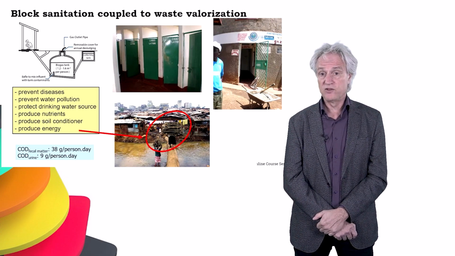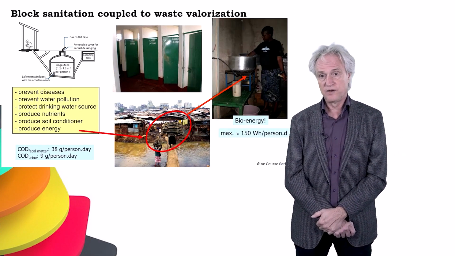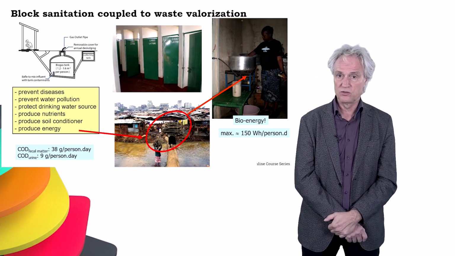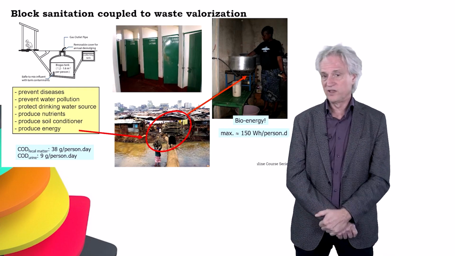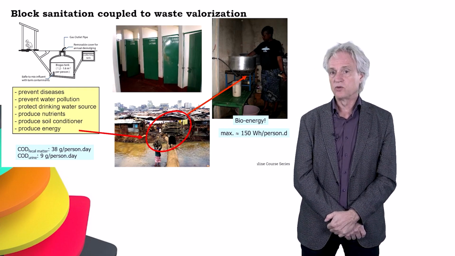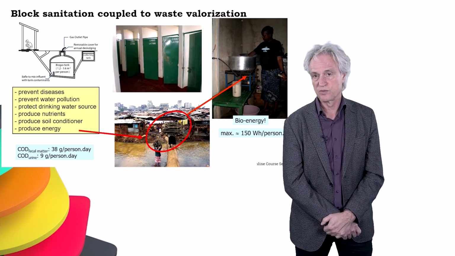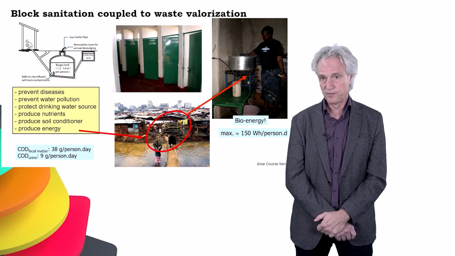Now, energy is a problem in such areas. This mother and her young daughter are carrying wood to the area. But in fact, the fecal matter you can convert into bioenergy. And you can calculate that maximally you may produce 150 watt hours per person per day of energy. And that energy can be used for cooking.